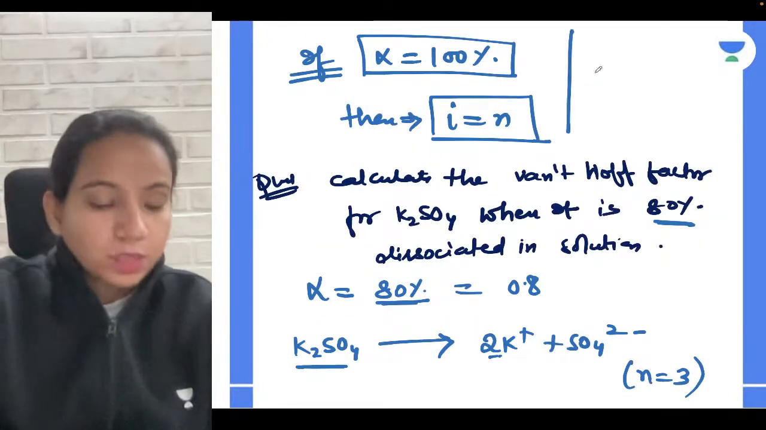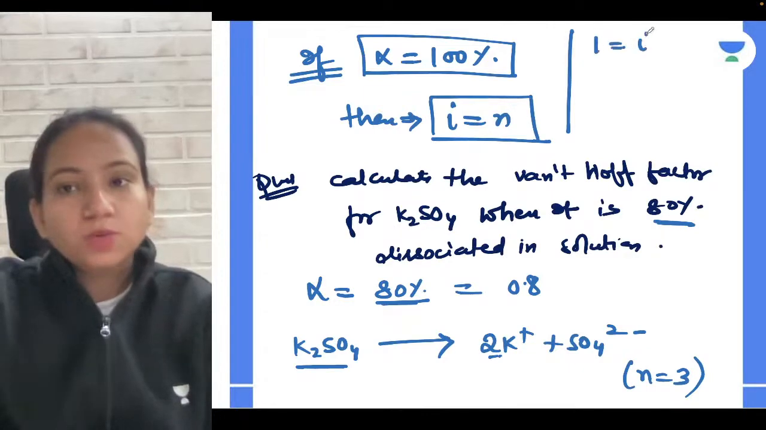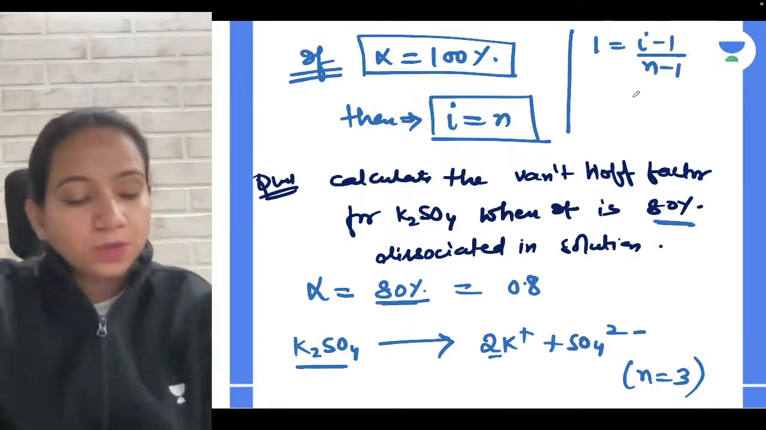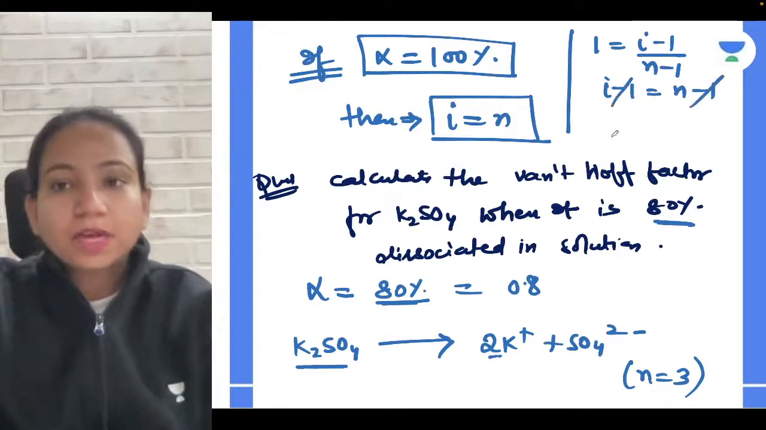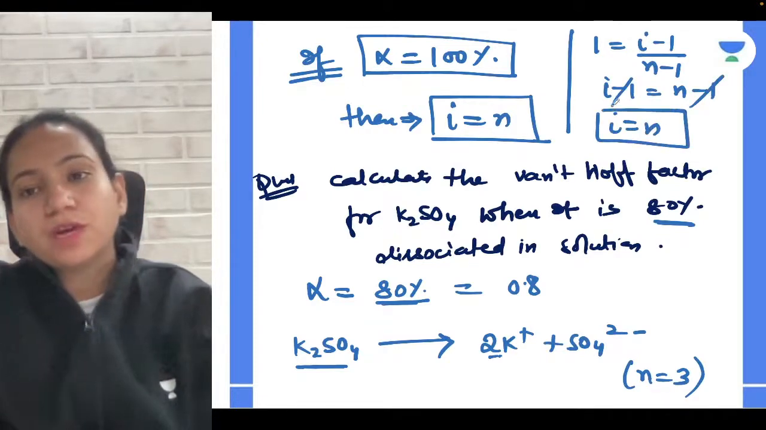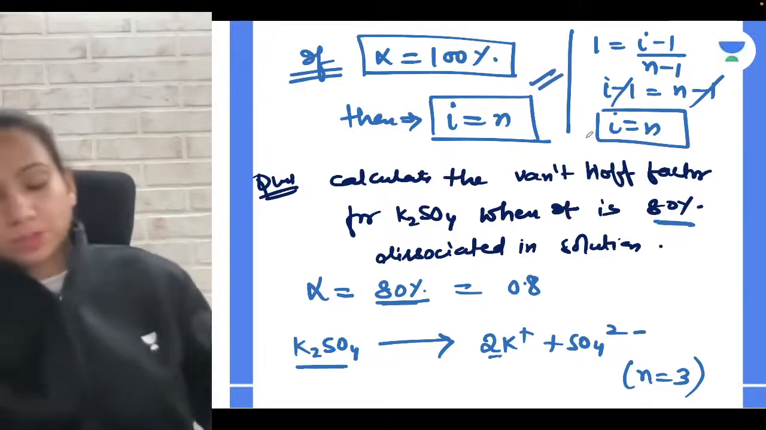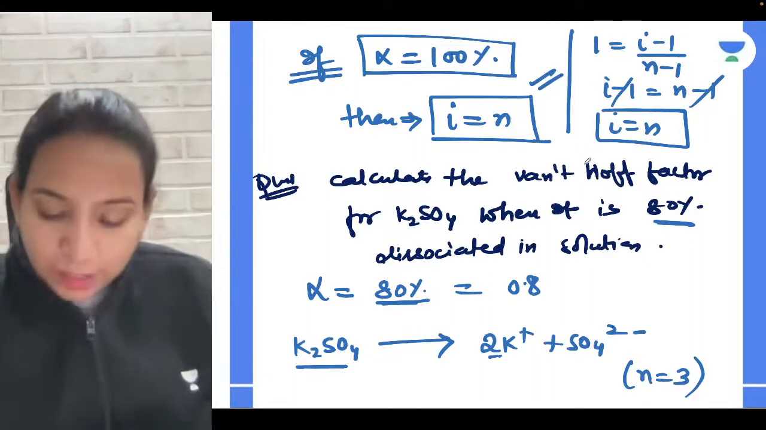And when there was 100% dissociation, i was equal to n. How can we relate? It's very simple. You know that 1 = (i minus 1) divided by (n minus 1). So i minus 1 is equal to n minus 1. Again, you can cancel this off. So i is equal to n if it's 100% dissociation. Is that clear, everyone?